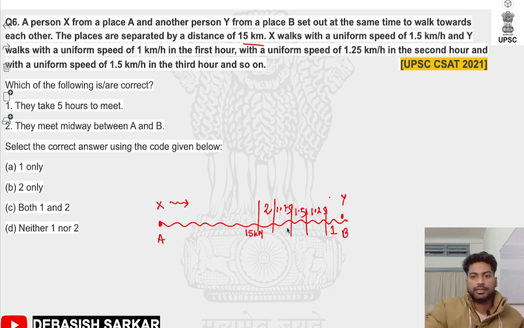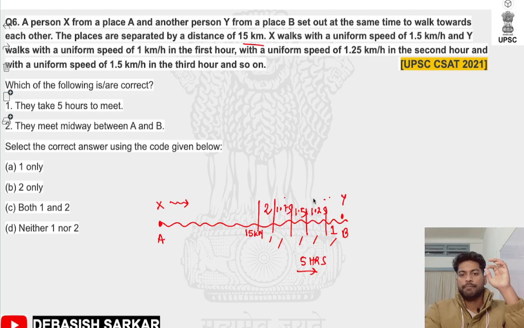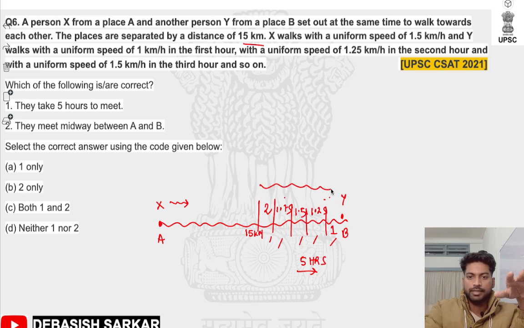Now calculate this one. How many hours passed? 1 hour, 2 hour, 3 hour, 4 hour, 5 hours. So 5 hours passed. After 5 hours they completed 1, 1.25, that is 2 and 2, acha 2, 3 and 3, 4, 6 and 1.5, that is 7.5. So after 5 hours this person completed 7.5 kilometer.